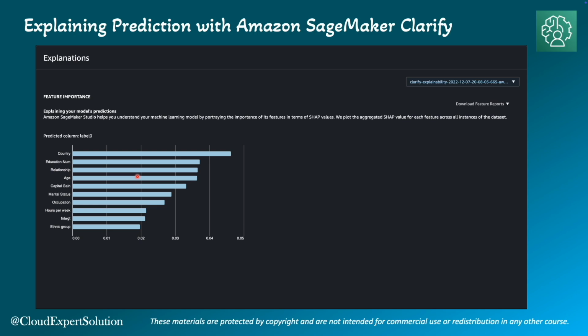For this sample prediction, the outcome is primarily influenced by the top 4 features. The first feature, country, is the most dominant in determining the prediction outcome, while the other 3 features, educational number, relationship, and age, contribute almost equally to the prediction outcome. Using SageMaker Clarify, you can analyze each prediction and identify the dominant or prominent features driving the results.